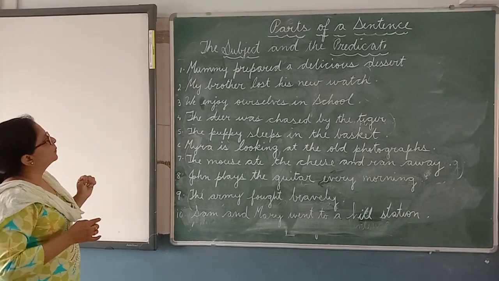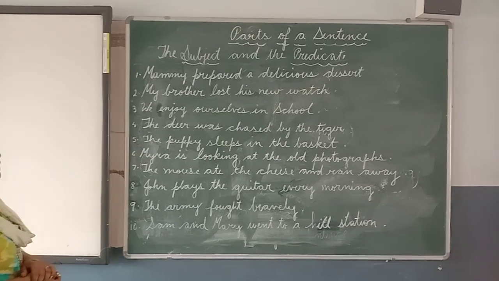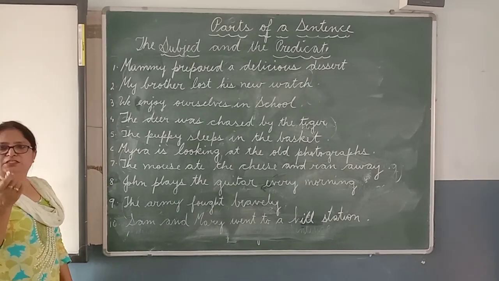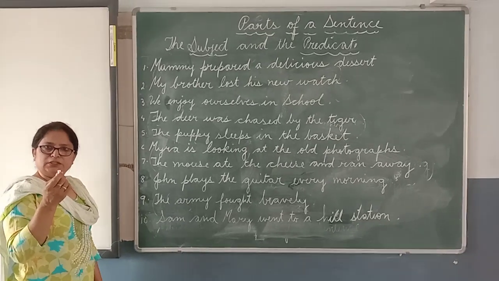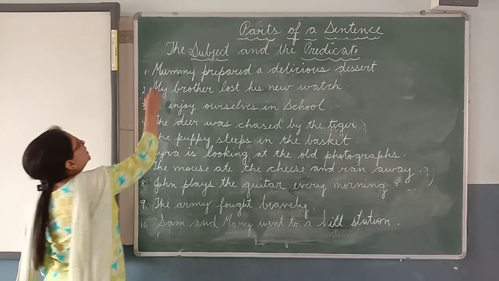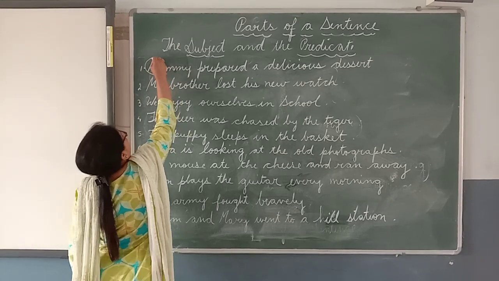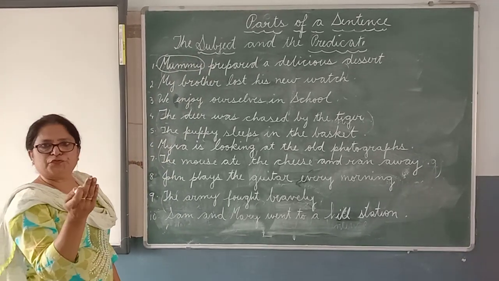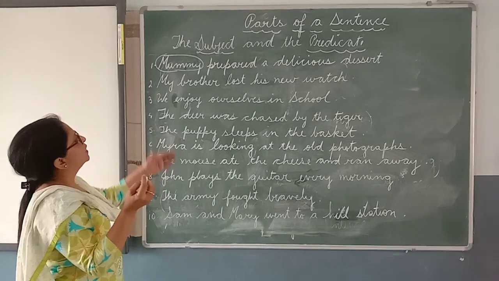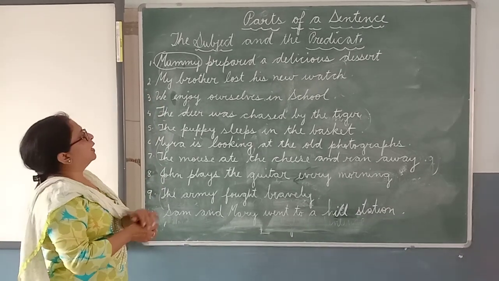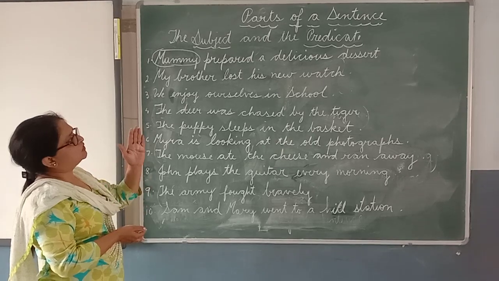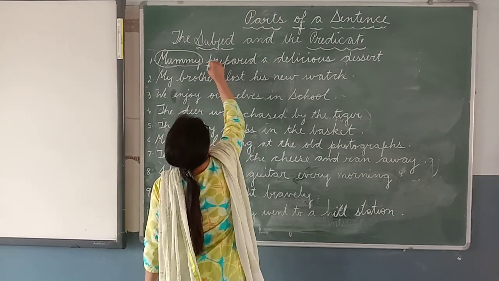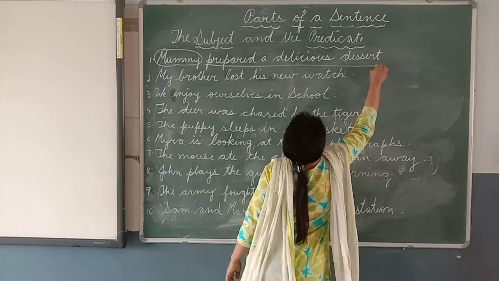Number 1. Mummy prepared a delicious dessert. So here, Mummy is the doer of the action. So Mummy is the subject and verb plus rest of the sentence, that is prepared is the verb and rest of the sentence is a delicious dessert is the predicate. So we are going to underline this.